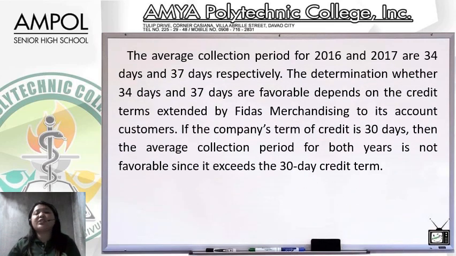So the average collection period for 2016 and 2017 is 34 days and 37 days respectively. Whether 34 days and 37 days are favorable depends on the credit terms extended by Yvonne Merchandising to its account customers. If the company's term of credit is 30 days, then the average collection period for both years is not favorable since it exceeds the 30-day credit term.